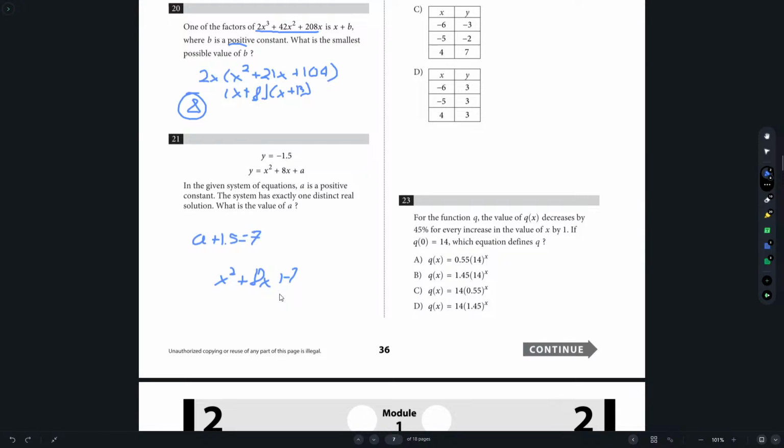Let me redraw that. So we have x squared plus 8x plus 7, and this would be x plus 7, x plus 1. And this is one distinct, well, that's not exactly one distinct real solution, I guess. Oh, unless it's talking about a. I would say a has to be 5.5. This is the only thing I can come up with for this problem.